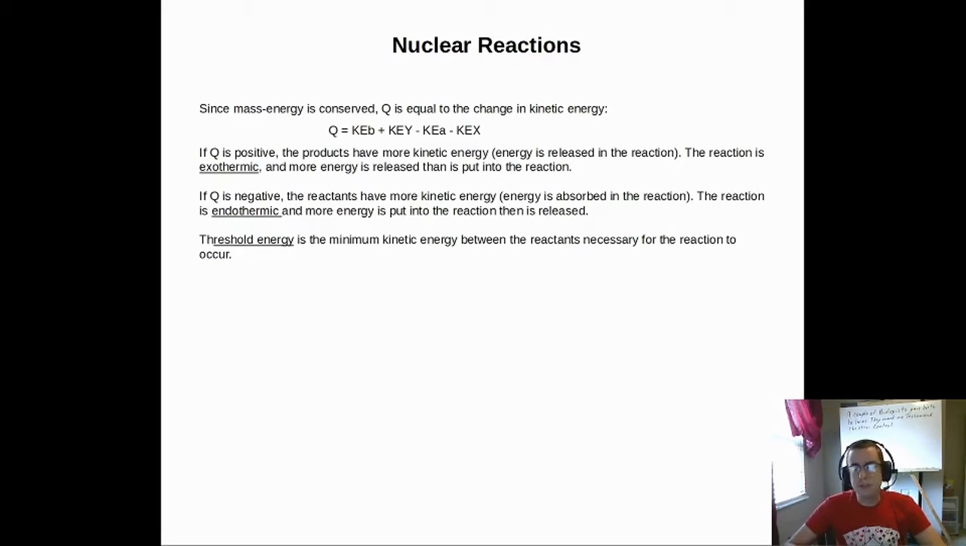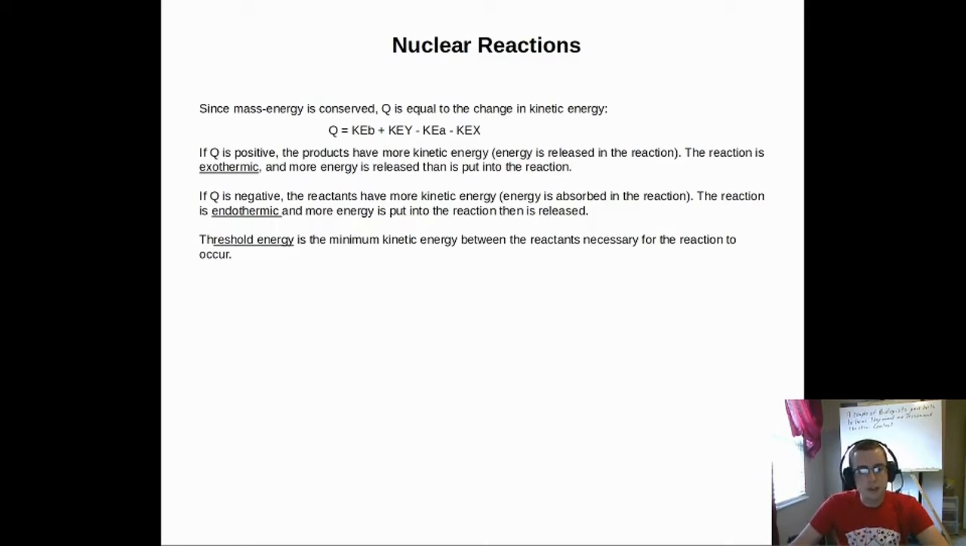Whereas if Q is negative, that means that the products either have less energy and/or that they are more massive than the initial ones, meaning that more energy had to go into the atoms than was released. So that's going to be endothermic, where energy was absorbed.